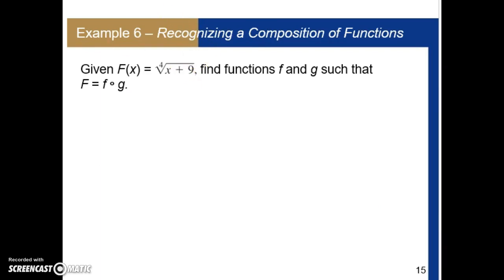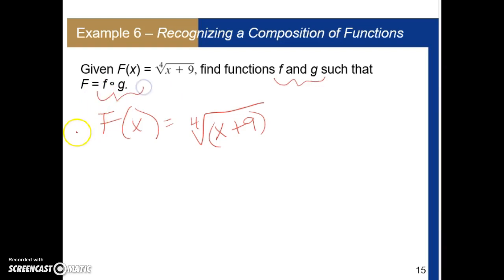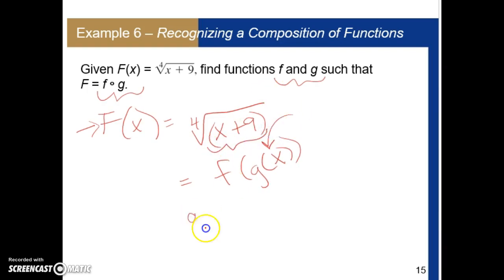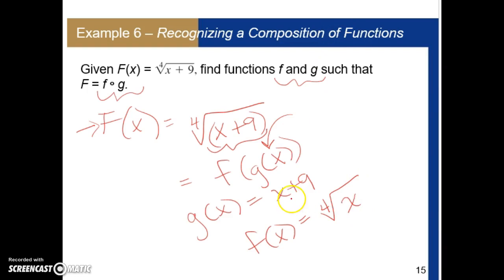So given big F of x is the fourth root of x plus 9, we need to find the two functions that were composed to give us big F of x. So this says that what's happening over there is f of g of x. So what was put inside? What is the inside function? So g of x would have to be x plus 9, and f of x would have to be the outside operation, which is the fourth root of x.